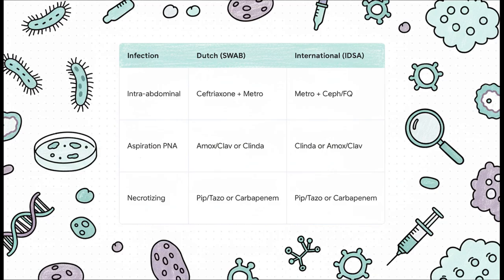Because this bug is often part of a polymicrobial infection, treatment is all about aggressive source control and really broad anaerobic coverage. This table here compares some regimens from the Dutch Working Party on Antibiotic Policy, or SWAB, and the IDSA here in the States. You can see the themes are pretty consistent. Beta-lactam/beta-lactamase inhibitors, carbapenems, and metronidazole are always the main players.